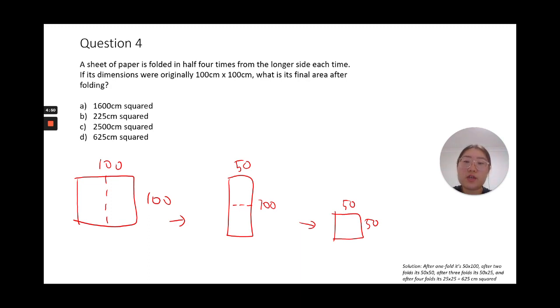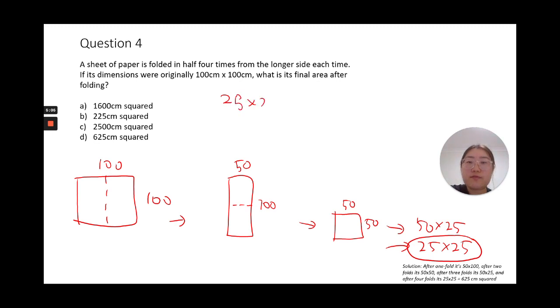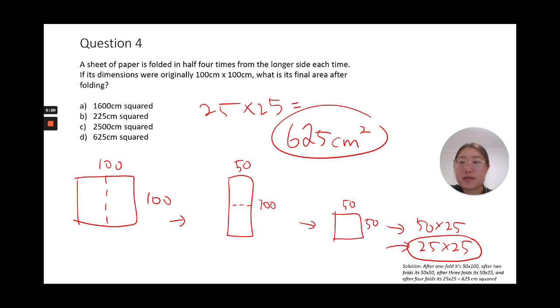So we're 100 by 100, 50 by 100, 50 by 50. So next we're going to get 50 by 25. And then the final fold will get 25 by 25. Okay, do you see what we did there? So what would that be? The area finally would be 25 by 25. Sorry, let's write that again. 25 by 25, you'll get 625 square centimeters. And that's option D.